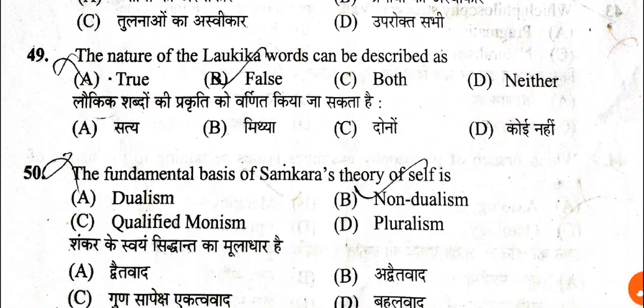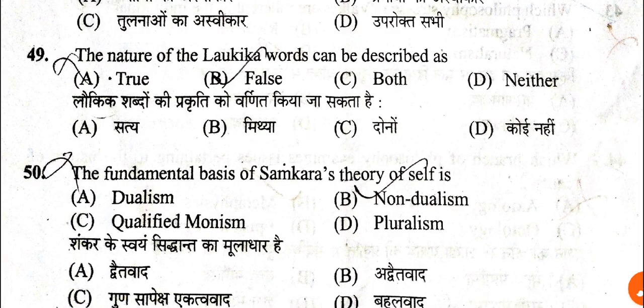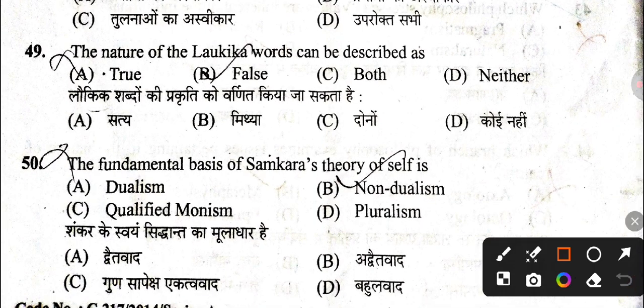The nature of the logical word can be described as. So again from the answer key, it is option number B, false. But it is a doubtful answer, it can be neither.